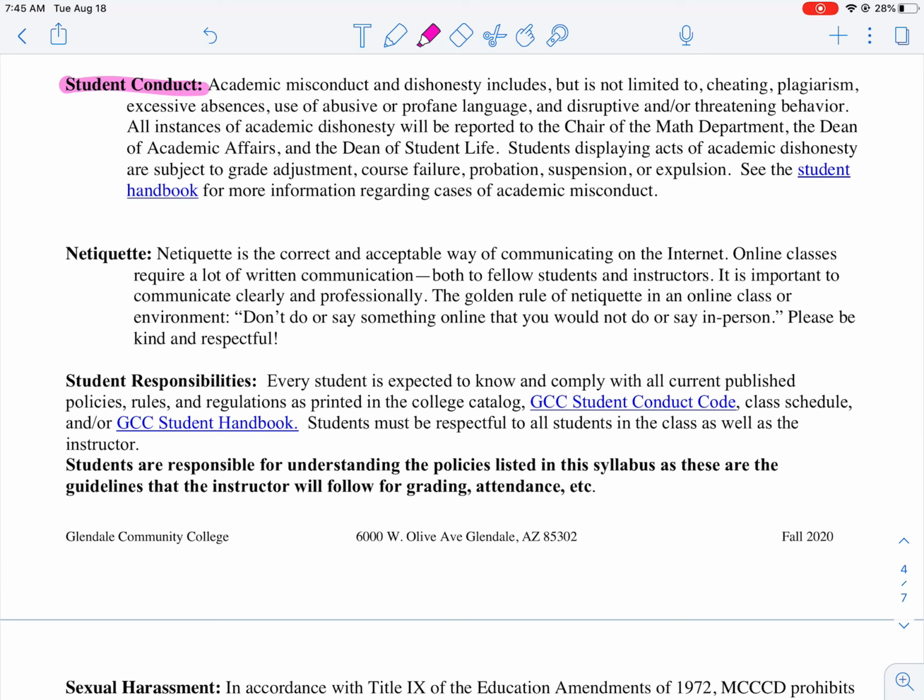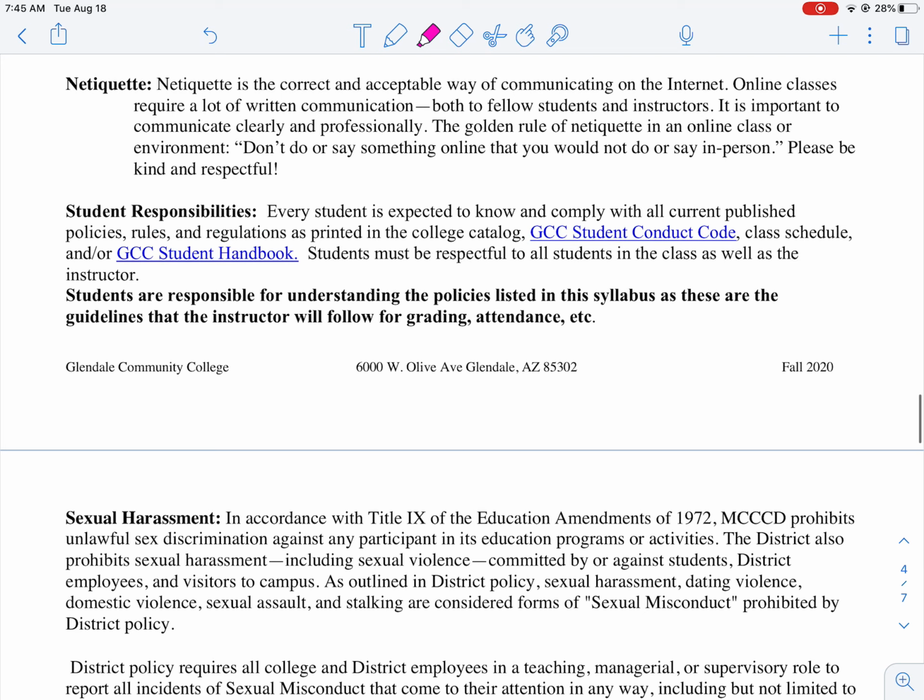I do have a student conduct blurb. I hope that I don't have to use this, but this is any sort of academic misconduct or dishonesty, but includes but is not limited to cheating, plagiarism, excessive absences, use of abuse or profane language, disruptive or threatening behavior. I know that we're online, but there's still unfortunately incidences where student behavior comes into play, and I will be withdrawing you from the class and reporting you to the Dean of Student Life, Dean of Academic Affairs, and the Math Department Chair. But hopefully we don't have to worry about that, right? We're going to have a great semester.